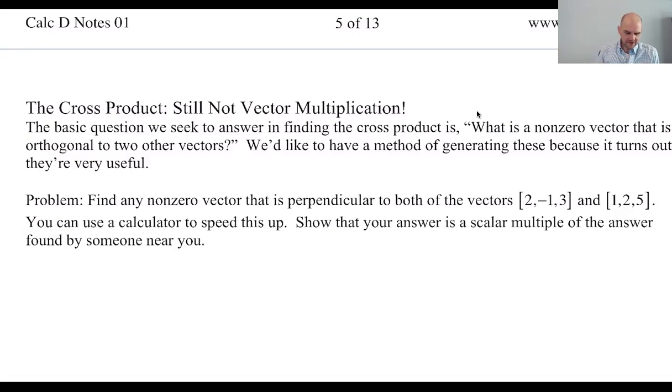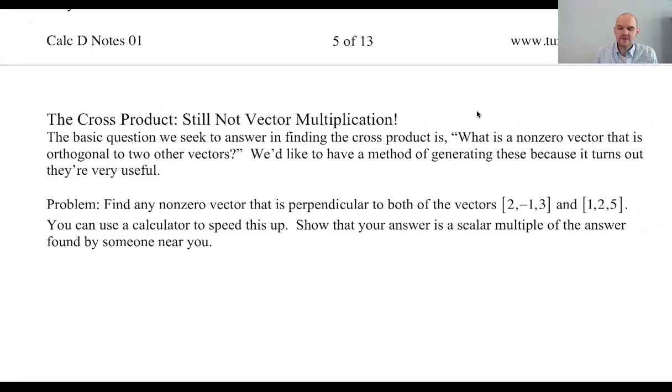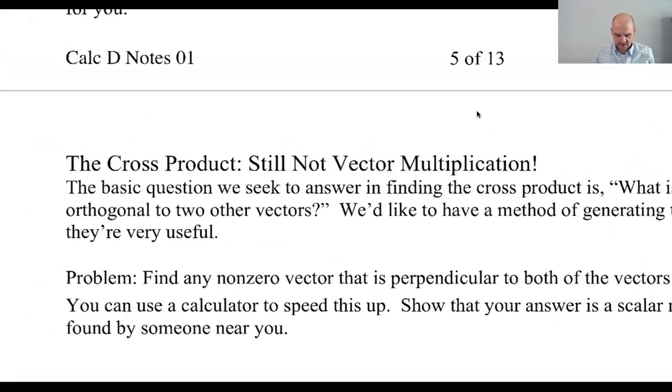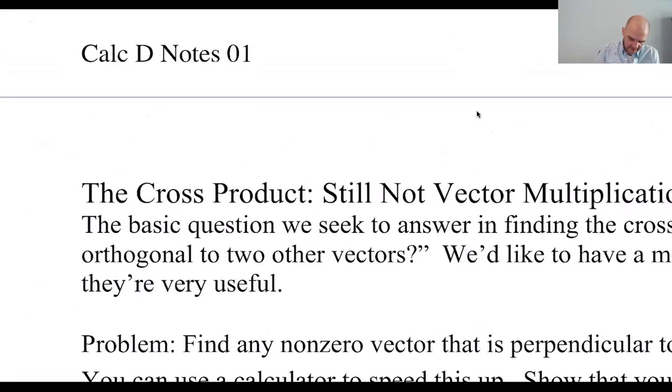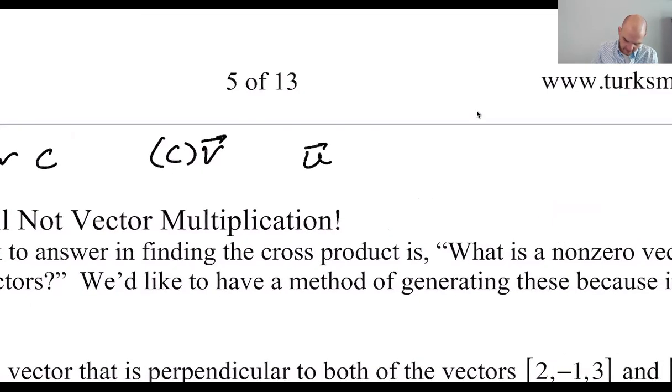The next thing we're going to do is talk about a cross product. So it's still not vector multiplication. There's really nothing that is vector multiplication. In fact, all 3 of them use the 3 different forms of multiplication, right? So if you have vectors u and v, and then a scalar c, scalar multiplication would be c times v. Dot product would be u dot v. And then the cross product would be u cross v.